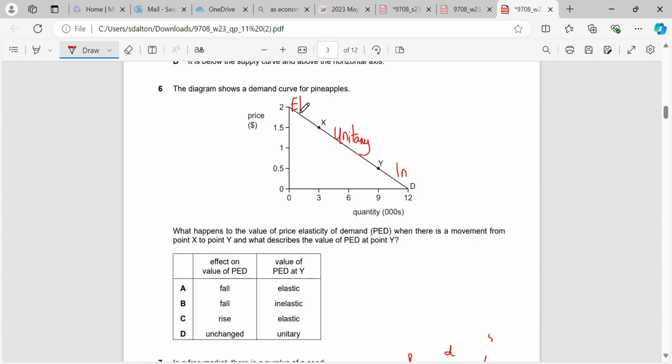Now, why does that happen? Here, when we're elastic, so the further we are to the left of the quantity axis, then that means that the numbers that we're dealing with are much smaller. Therefore, any change that happens around here is likely to represent a higher percentage change. Right? So if we're moving from X to Y, what we'll see is that the PED value is going to have to fall because we're moving from being at a point that's more elastic to a point that's more inelastic. And we can see that at point Y, we will have a more inelastic value of PED. Okay, so without having to calculate it, which you can do if you want to, go and calculate the PED. So calculate what the change would be.